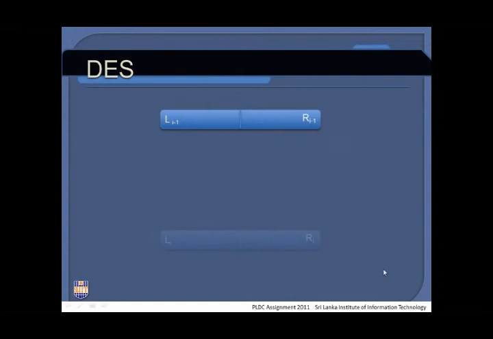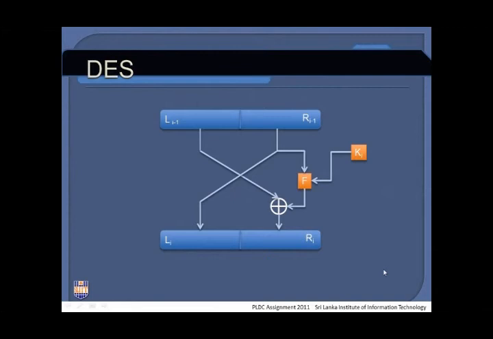block of round I-1. Here, another resource available is the key of round I. To construct the LI part, we'll be mapping the RI-1 part to it, and RI will be the exclusive OR function of LI-1 and some complex functions of key and RI-1. This F is a complex function which consists of some linear operations.